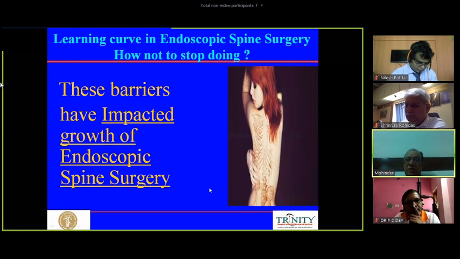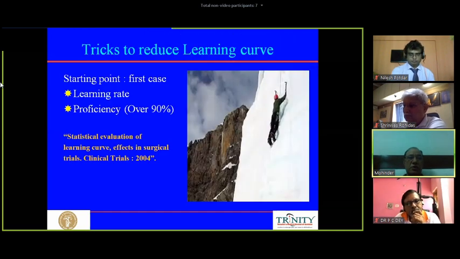The companies are coming out with one system after another, and more and more workshops are held. And only time is going to tell. There needs to be a white paper now on which system one should opt for. So now let's talk about how we can reduce the learning curve. Let's talk about the starting point: your first case in the theater.